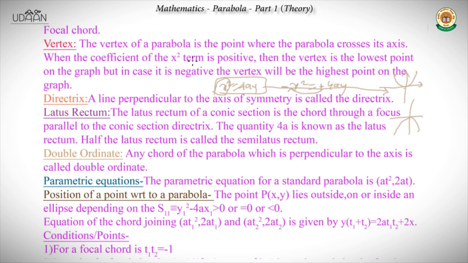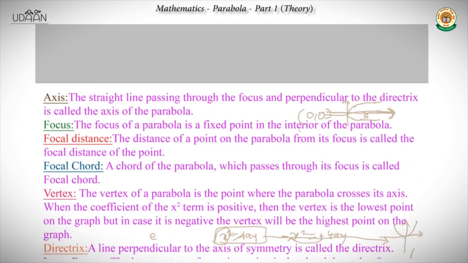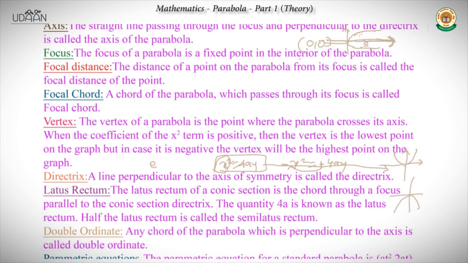Now we'll study what the directrix is. We know that the directrix is the line from which the point has a fixed distance, the ratio we use in the eccentricity. But in another way, we can also say that a line perpendicular to the axis of symmetry is known as the directrix. In this case, our axis is also the axis of symmetry because the parabola is symmetric about the axis. So the directrix is the line which is perpendicular to that.